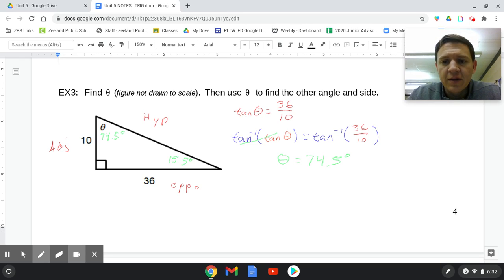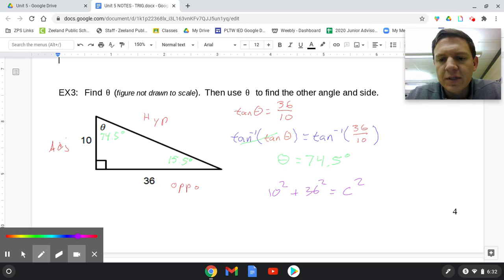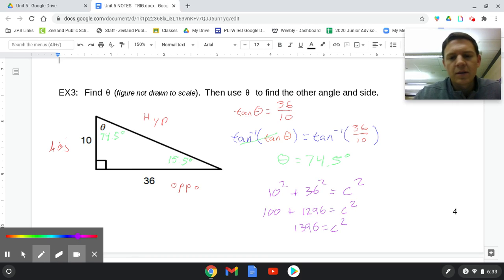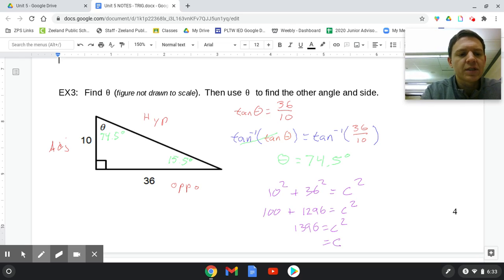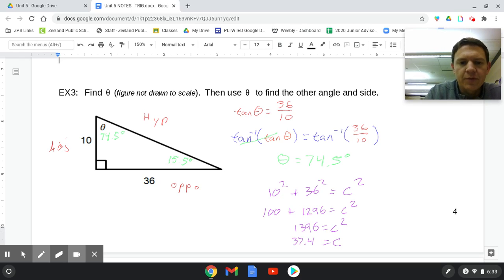And then it says find the other side as well. Okay, well, I'm just going to use the Pythagorean theorem for that. So I'm going to switch colors here. Leg squared plus leg squared equals hypotenuse squared. So 10 squared plus 36 squared equals c squared. 10 squared is 100, 36 squared is 1296. Add those up, get 1396. And I just need to square root both sides to get c. I get 37.36, 37.4, since I'm keeping everything on one decimal. There we go. This side is 37.4. Found all the angles, found all the sides.